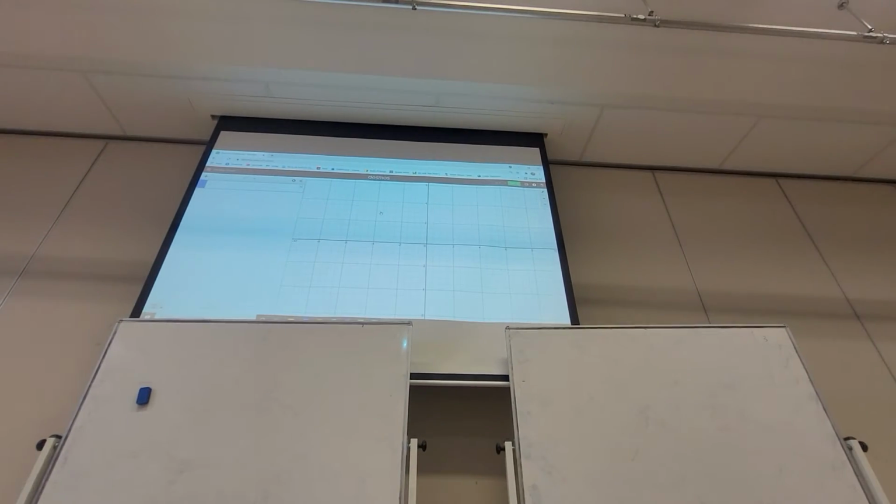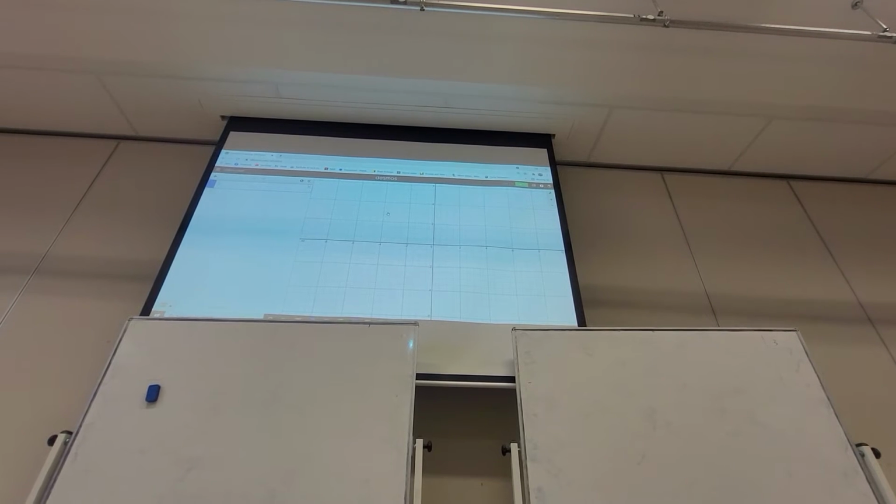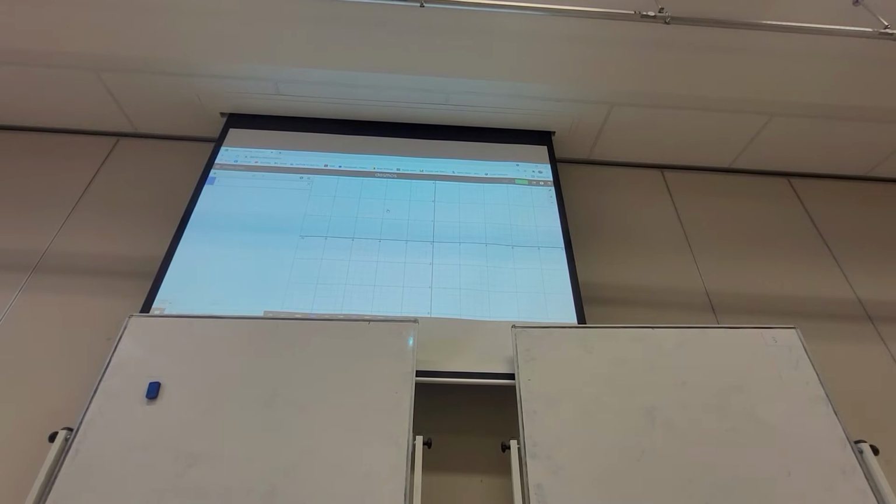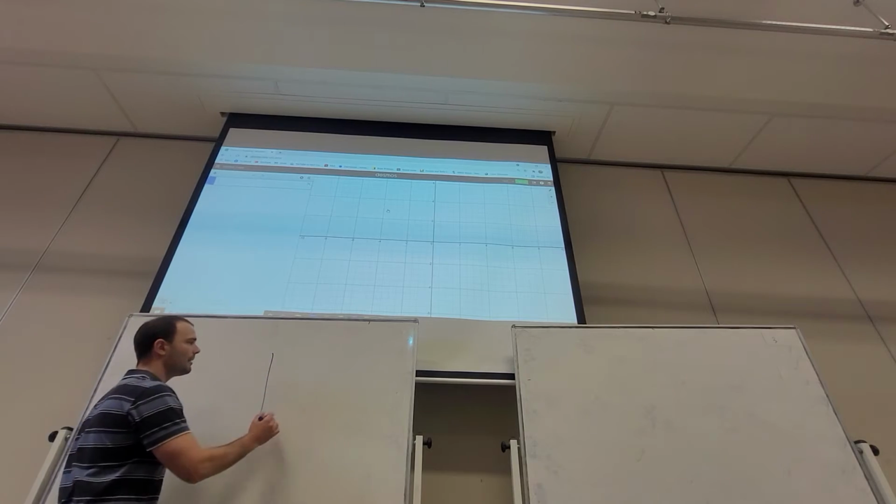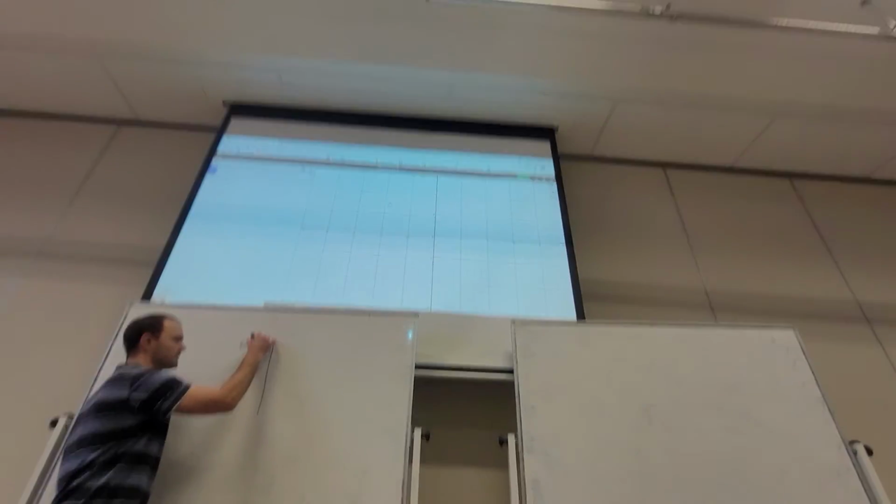Okay, so the first thing is we're building a roller coaster, right? And the one we're building now has a height of about 60 metres.